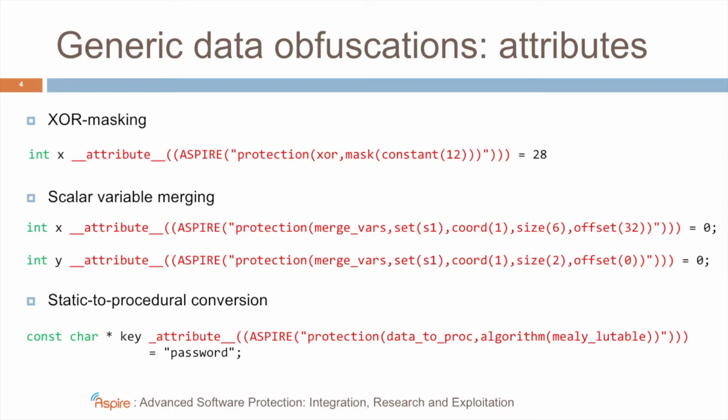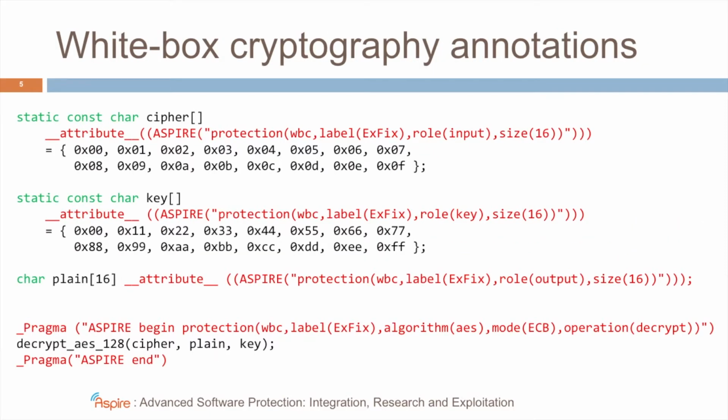A specific form of data obfuscation is white box cryptography, where the goal is to hide keys that are used in a program. In this example, at the bottom you see a call to a decryption AES routine that has a ciphertext, a plain text, and a key as input. Now, to remove this key, you're going to annotate this function call, and you specify that it should be protected with white box crypto. You give this a label, I'll come back to that. You specify which crypto primitive should be implemented, and also the mode, and then that it is a decryption operation, not an encryption.